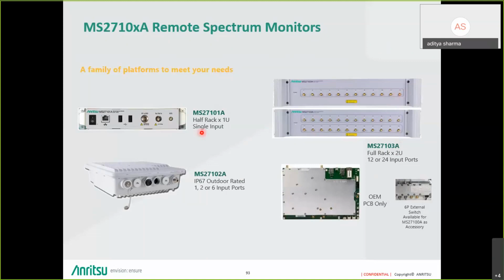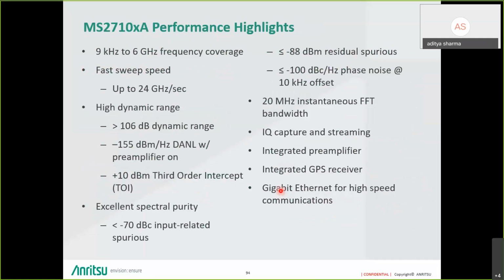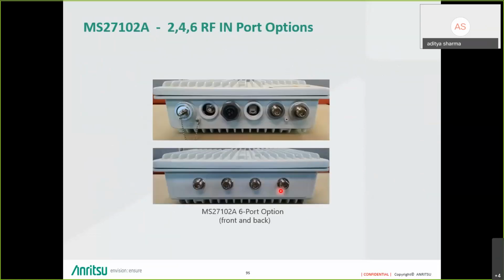Then we have single port as well. We have up to 6 port, 1, 2, and 6 port with a unit which can be mounted outside in an outer environment. Then we have a PCB model as well for monitoring purposes. Again, this goes up to the particular model of the MS2710A series. It can start from 9 kilohertz and goes to 6 gigahertz of frequency coverage. Very fast sweep, 24 gigahertz per second. Dynamic range is again 106. Connected to Ethernet. This is how it looks.